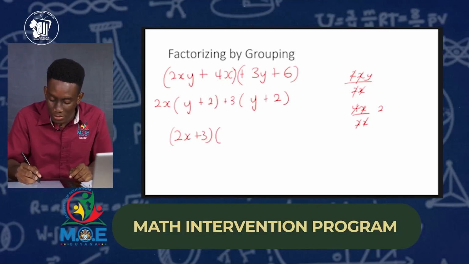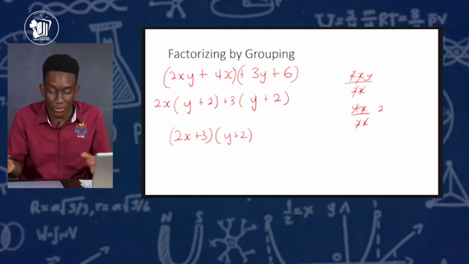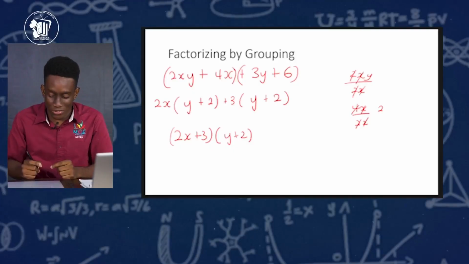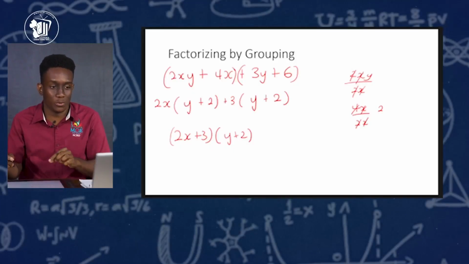So this will be y plus 2. We just bring down any one. So the answer would be 2x plus 3 in one bracket and y plus 2 in another bracket.